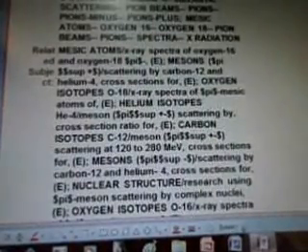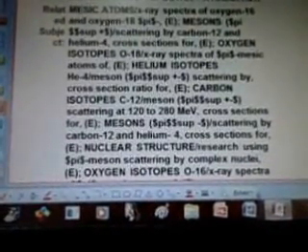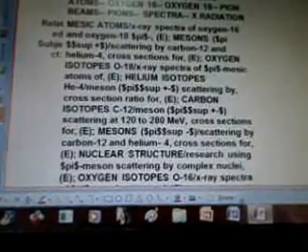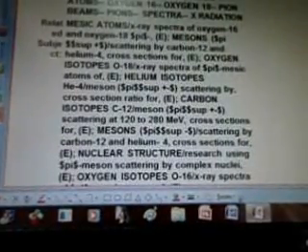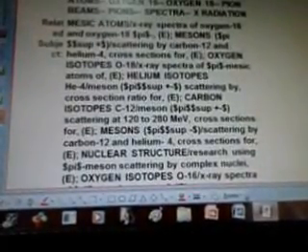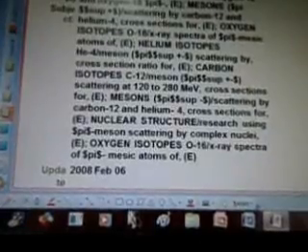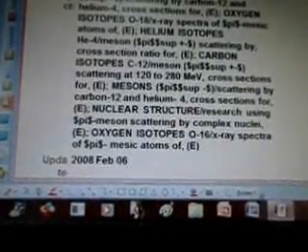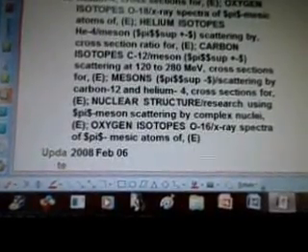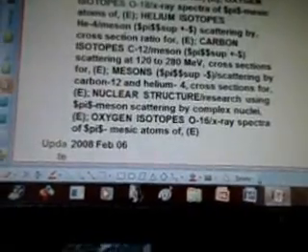pi plus minus scattering by cross section ratio for carbon isotopes C12 meson, pi plus minus scattering at 120 to 280 MeV, cross sections for mesons, pi minus scattering by carbon 12 and helium 4, cross sections for nuclear structure, research using pi meson scattering by complex nuclei, oxygen isotopes O16, X-ray spectra of pi mesic atoms.